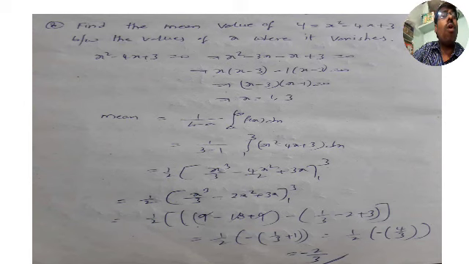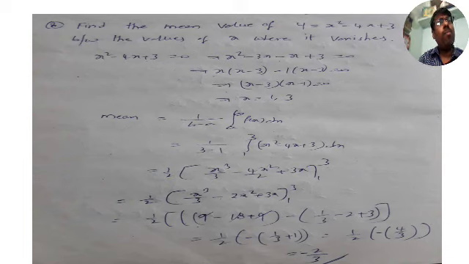find the mean value of y is equal to x square minus 4x plus 3 between the values of x where it vanishes. Read the problem. What is given? You see, find the mean value. What you have to find? You have to find the mean value. Mean value for what function? For which function you have to find the mean value? Y is equal to x square minus 4x plus 3. We need to find the mean value for x square minus 4x plus 3.